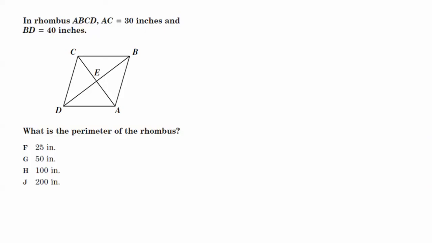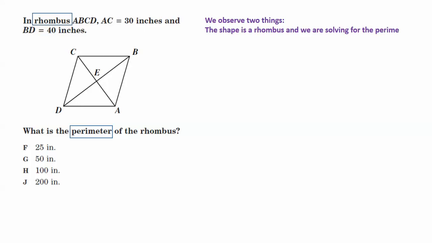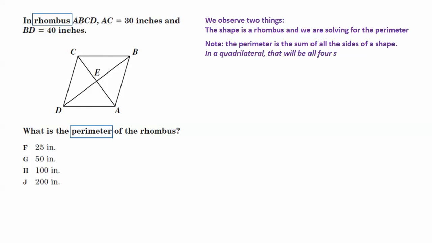In rhombus ABCD, AC equals 30 inches and BD equals 40 inches. What is the perimeter of the rhombus? We observe two things. This shape is a rhombus, and we are solving for the perimeter. Note, the perimeter is the sum of all the sides of a shape. In a quadrilateral, that will be all 4 sides added together.